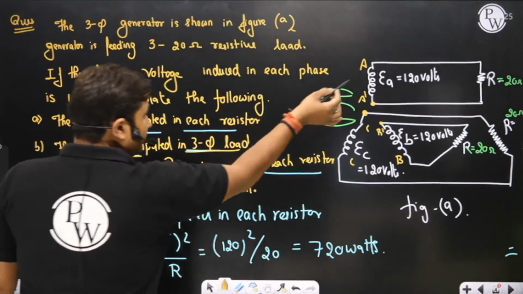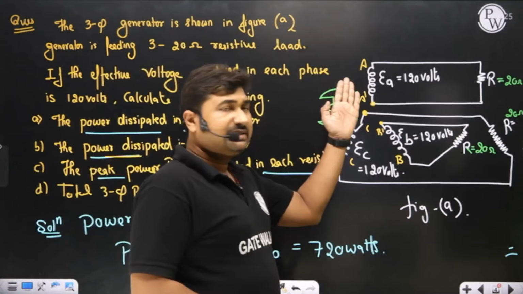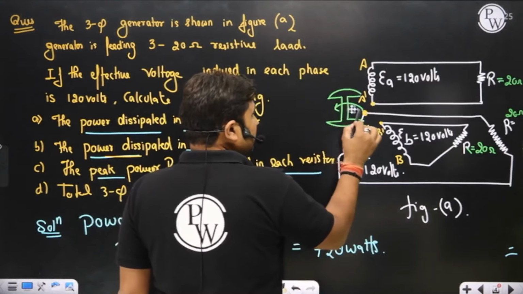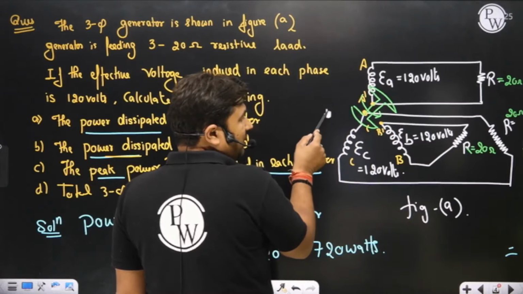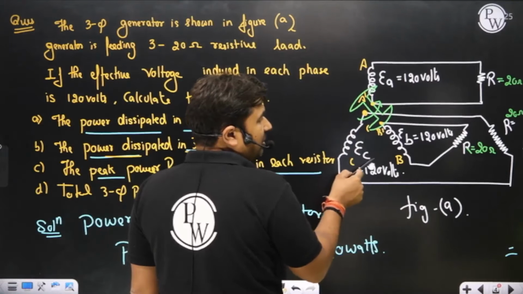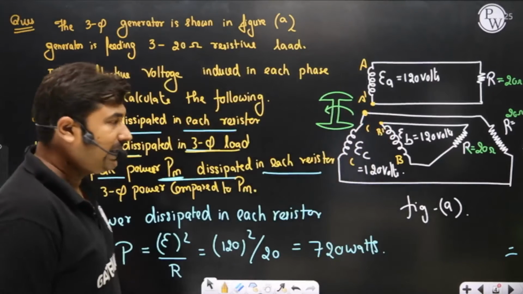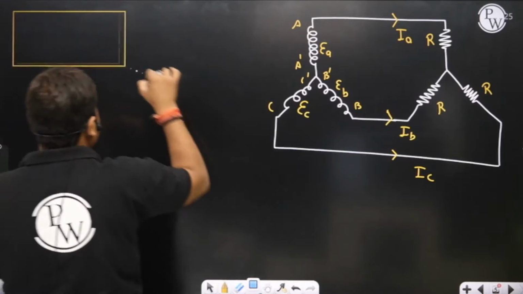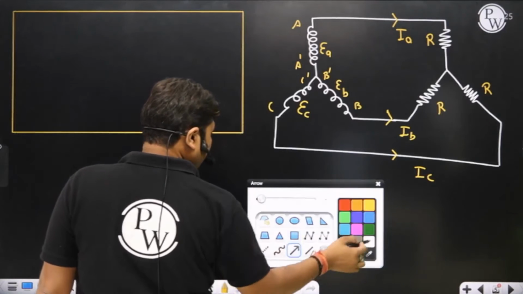Sir, basically EA, EB and EC are 120 degrees displaced in time, and that time is the time taken by this rotor to change its position. At this particular position, induced EMF at A is maximum. At this particular position, induced EMF at C is maximum, and at this particular position, induced EMF across B is maximum. So induced EMFs are being displaced in time by 120 degrees. It means EA, EB and EC are being displaced in time by 120 degrees. Yes, sir.